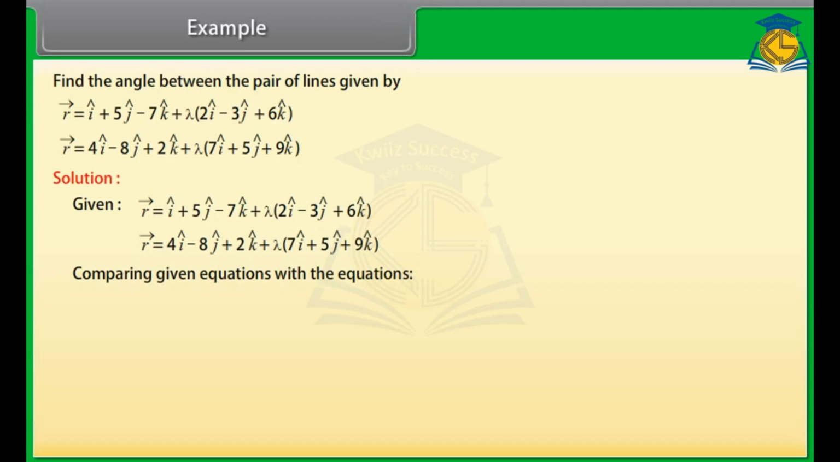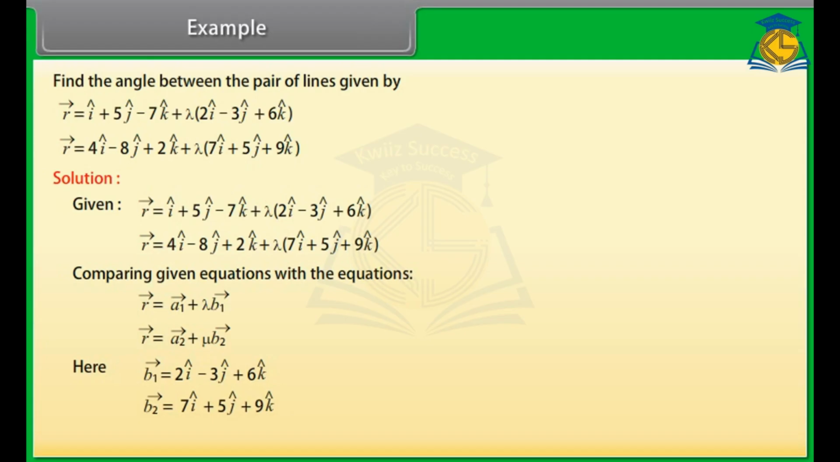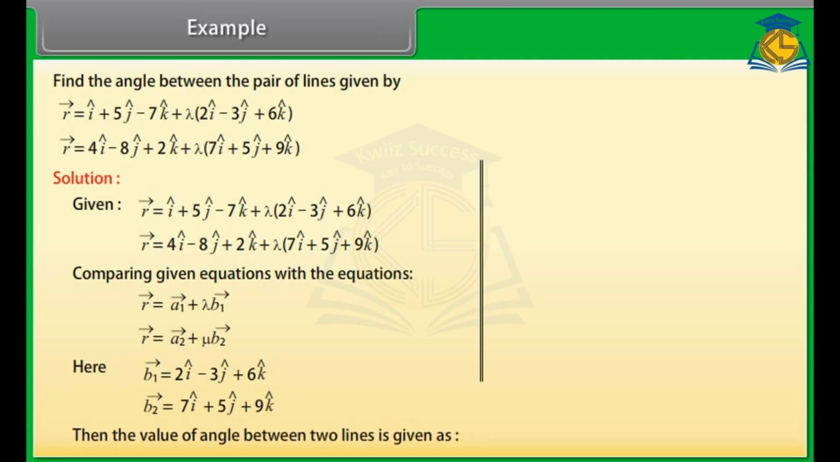Comparing the given equations with the equations vector r equals vector a1 plus lambda vector b1, vector r equals vector a2 plus mu vector b2. Here, vector b1 equals 2i minus 3j plus 6k. Vector b2 is equal to 7i plus 5j plus 9k. Then the value of the angle between two lines is given as cos theta equals modulus of (vector b1 dot vector b2) by (modulus of vector b1 into modulus of vector b2).